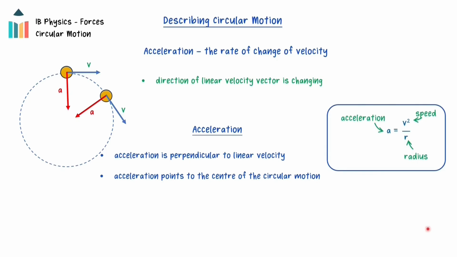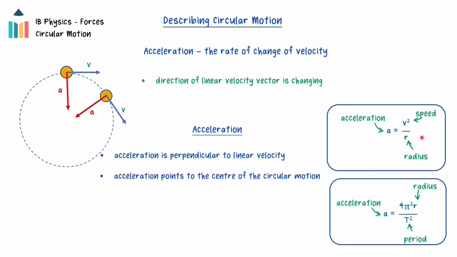There are two formulas to find the centripetal acceleration for an object undergoing circular motion. The acceleration is equal to the speed squared divided by the radius. And by substituting the formula for the linear velocity, we can see that the acceleration is equal to 4 pi squared times the radius divided by the period squared.